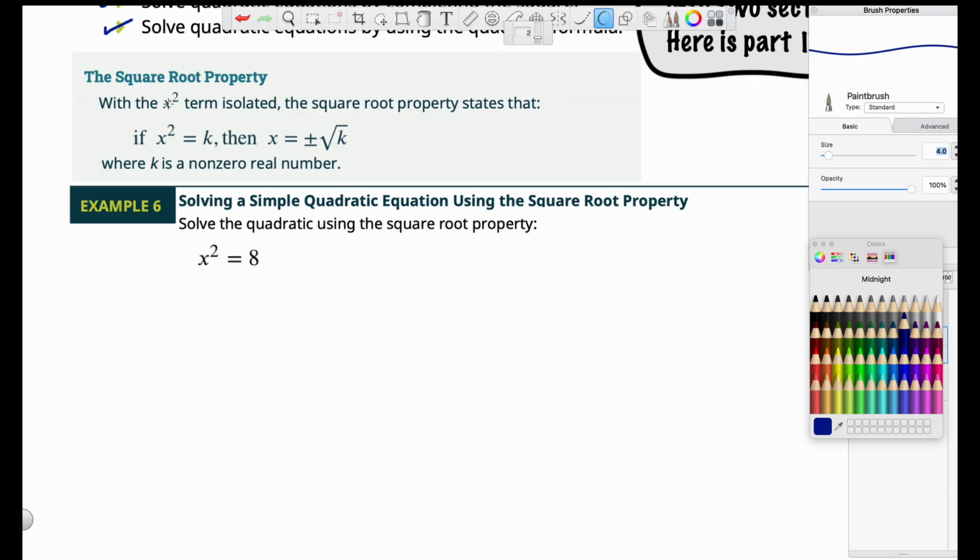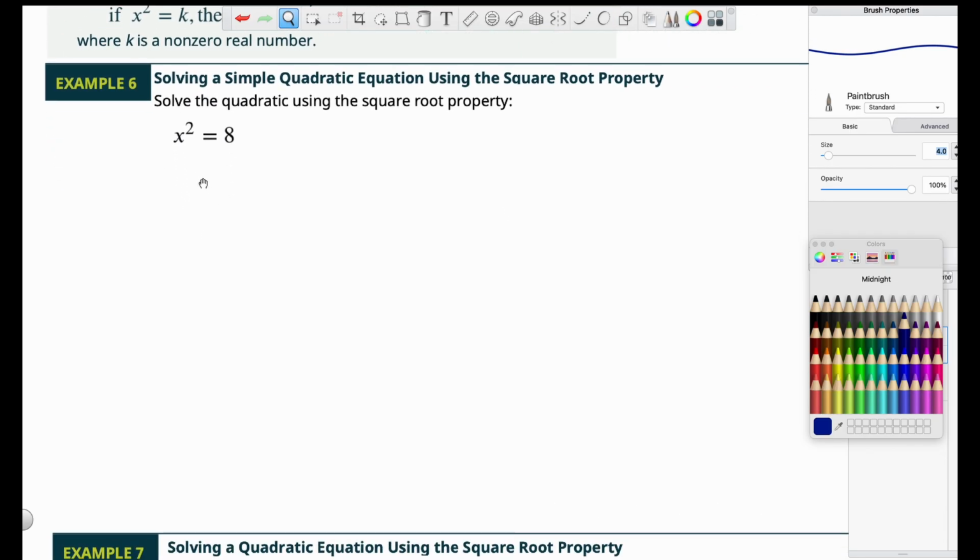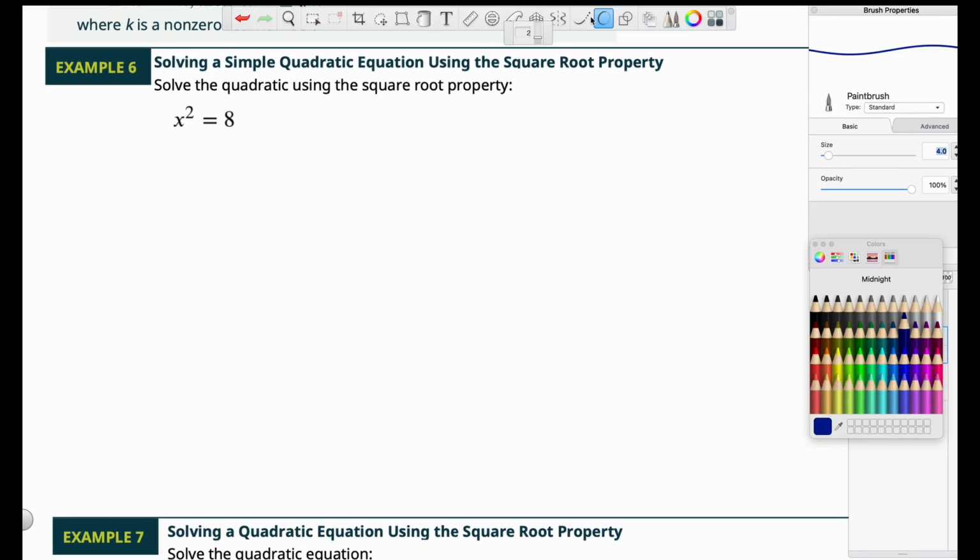Whenever we have an x squared term only and no linear x term in our equation, we can isolate the x squared term and take the square root of both sides. Notice we'll end up getting a positive and negative number for that solution because we often get two solutions for quadratics. So let's take an example here, x squared equals 8.